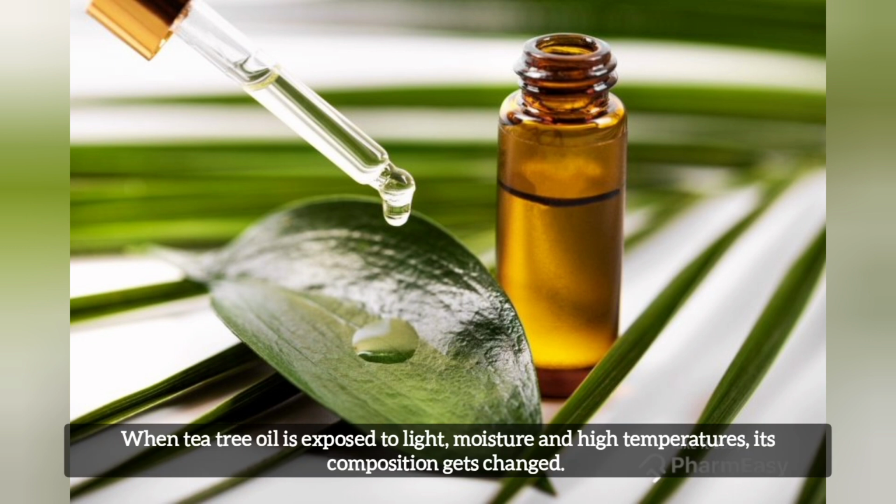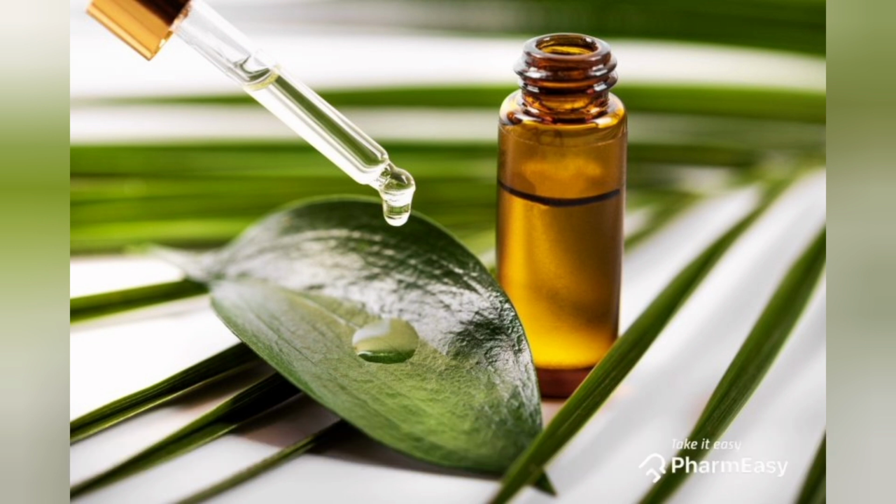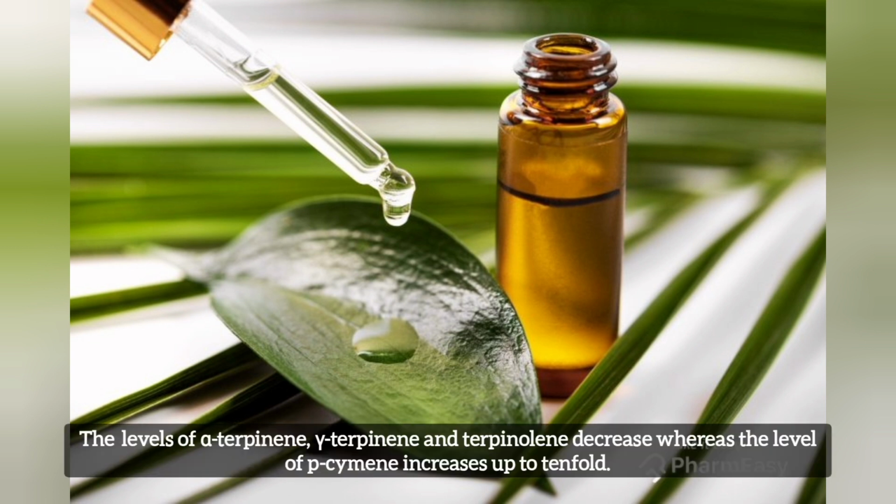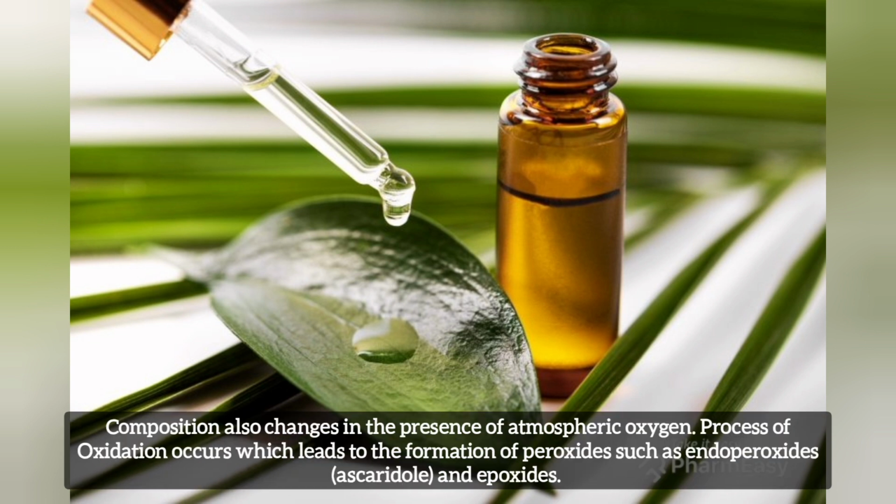When tea tree oil is exposed to light, moisture and high temperatures, its composition changes. The levels of alpha-terpinene, gamma-terpinene and terpinolene decrease whereas the level of p-cymene increases up to tenfold. Composition also changes in the presence of atmospheric oxygen. The process of oxidation occurs, which leads to the formation of peroxides such as endoperoxides, ascaridole, and epoxides.